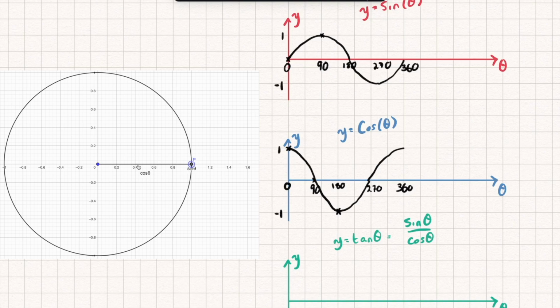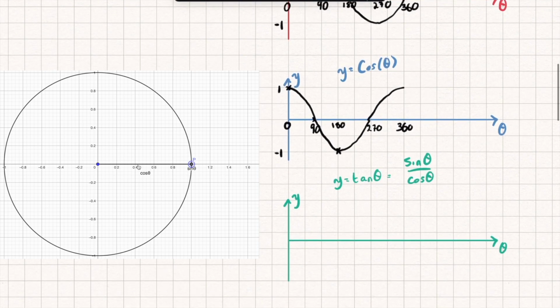Okay, and you can actually see that looking back at the previous two graphs that we had earlier. And so this is just going to mean that, well, when theta is 0, tan of theta is just going to be 0 divided by 1, which is 0. And so I can mark that on.